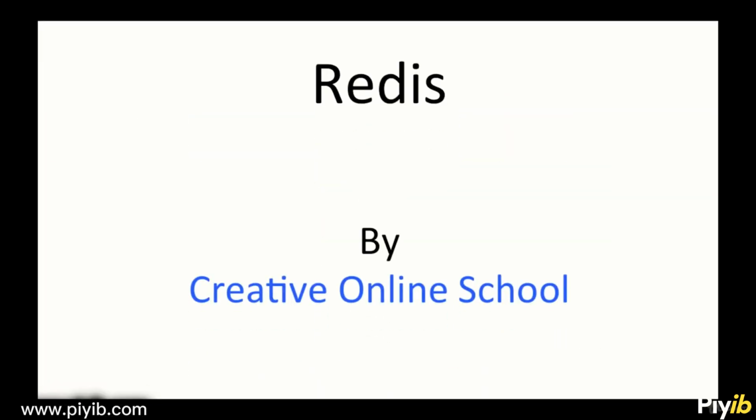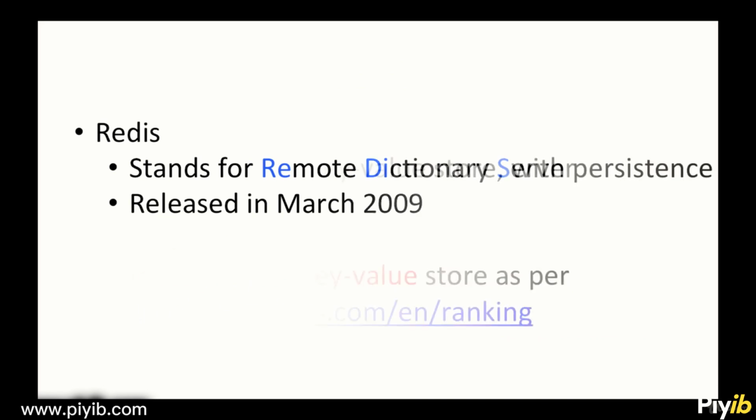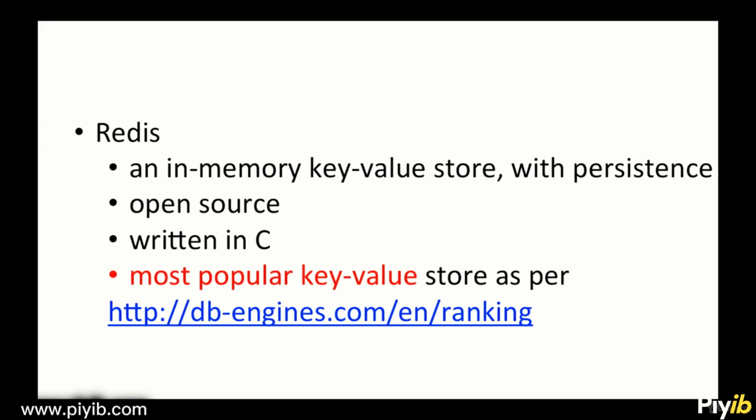This lecture will introduce Redis. Redis stands for Remote Dictionary Server, and it was released in March 2009. Redis is an in-memory key-value store with persistency. Redis is open source, Redis is written in C, and Redis is the most popular key-value store as per DB-Engines.